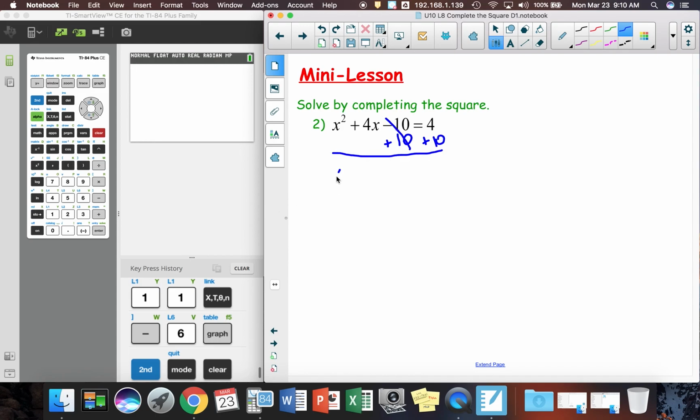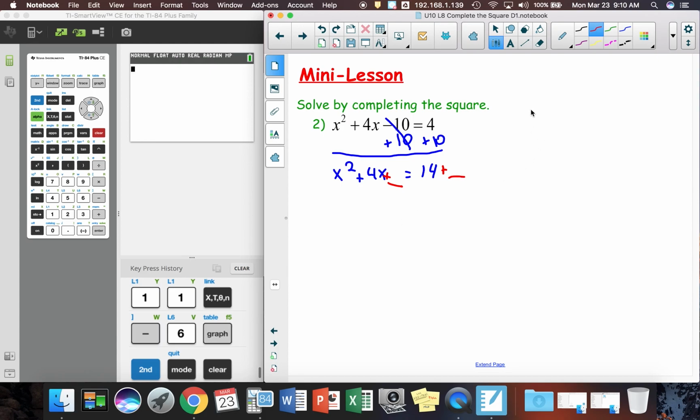I'm left with x squared plus 4x equals 4 plus 10, 14. Notice I left my space here. I know I need to add something to that. So I'm going to put a plus and a blank, plus, and then a blank, because I have to add something to both sides.